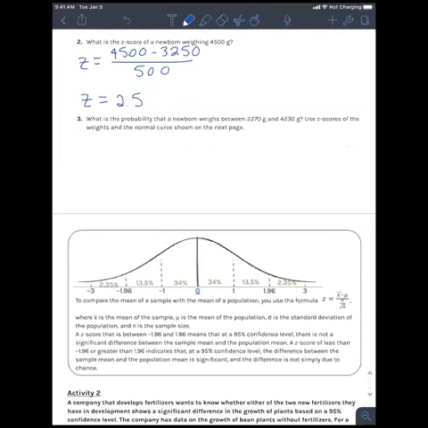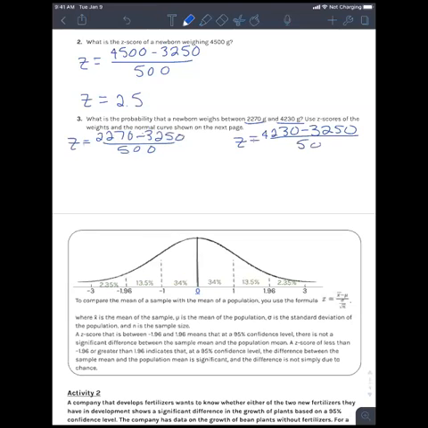We're using the same normal distribution, and we're calculating percentages in between. So let's calculate the z-score for 2270 and for 4230. So calculate both of those. So 2270 minus 3250 divided by 500, and 4230 minus 3250 divided by 500.